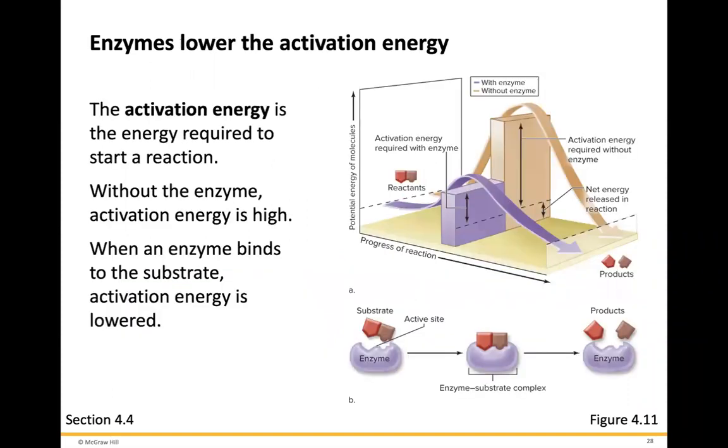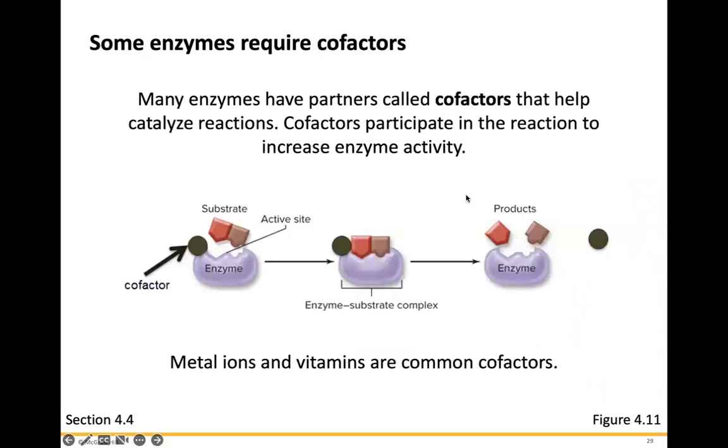Enzymes speed up chemical reactions by lowering the activation energy. The activation energy is the energy that is required to start a reaction. Without the enzyme, activation energy is high. When the enzyme binds to the substrate, the activation energy is lowered. And this happens because the enzymes will actually sequester the substrates to bind. So again, when the enzyme binds to the substrate, the activation energy is lowered.